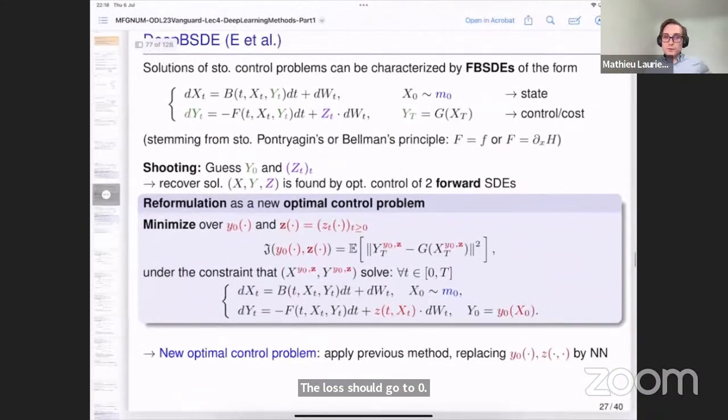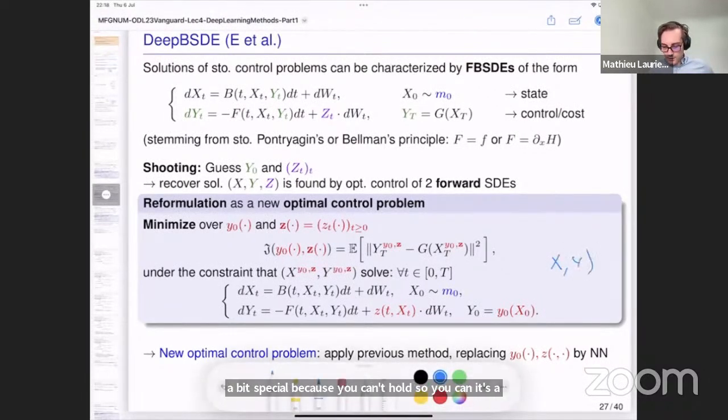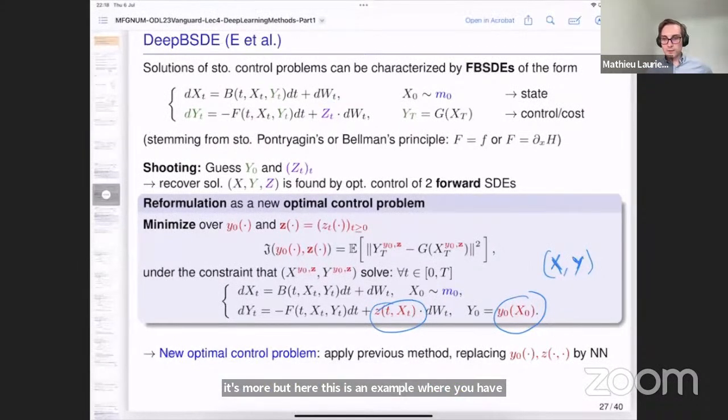Okay, so this is a new optimal control problem, which is a bit special. It's an optimal control problem where the state is X and Y, right? So the state is larger than before. And I control part of the initial state and I control the volatility, right? So in fact, in everything I've said so far, I've avoided the controlled volatility because it's more cumbersome. But here, this is an example where you have controlled volatility. And the question is, well, okay, can we solve this optimal control problem, right?